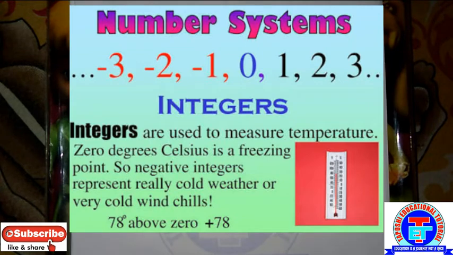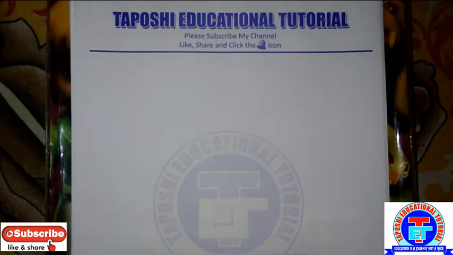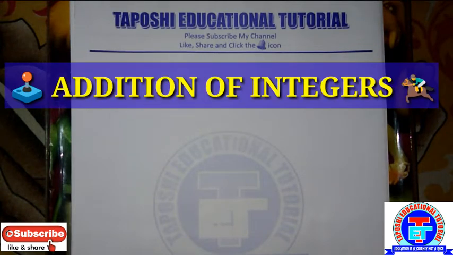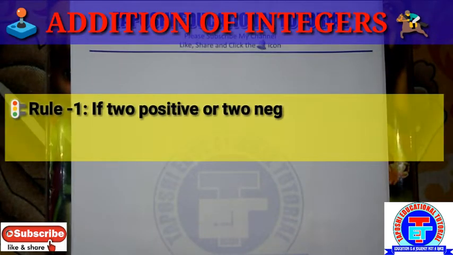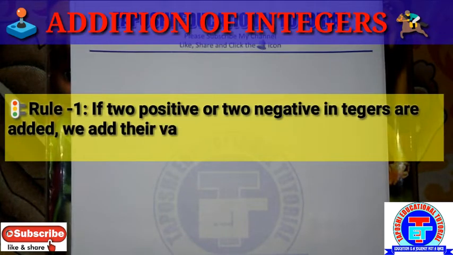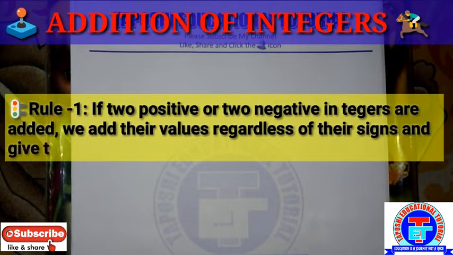Good morning, dear student. Here we understand the addition of integers, right? So here we follow some rules so that we easily understand addition of integers. Rule number 1: if two positive or two negative integers are added, we add their values regardless of their signs and give the sum the common sign.